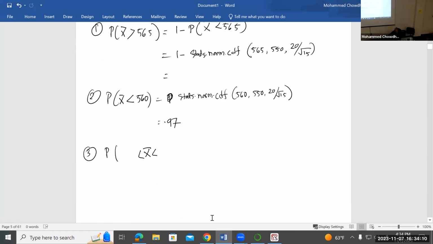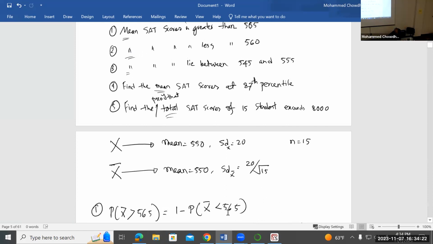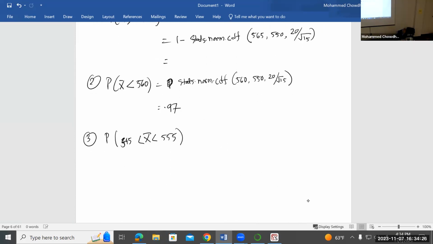545 555, not 445. 545 555, which is stats.norm.cdf(555, 550, 20/sqrt(15)) minus stats.norm.cdf(545, 550, 20/sqrt(15)). This is what we need.